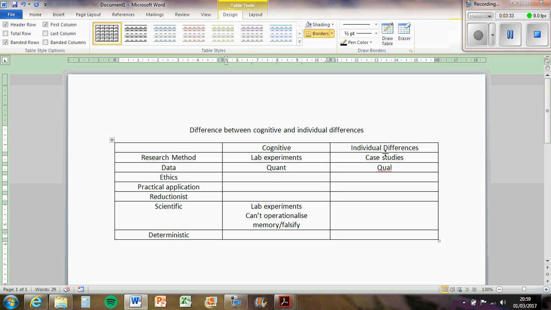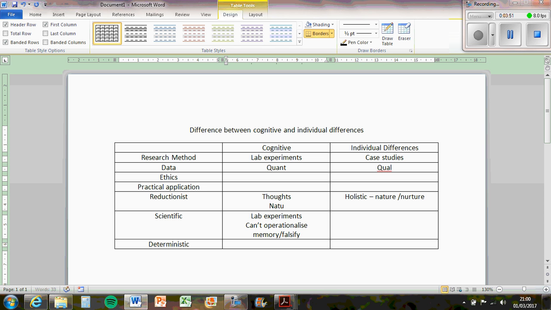Let's think. Reductionist. Cognitive is quite reductionist because it just thinks that it's just like thoughts. Individual differences is a bit more holistic because it looks at both nature and nurture as well. Looks at how they're interacting with each other, whereas cognitive would be a bit more on the nature side, because it's suggesting that thoughts are already in your mind. You haven't got a choice over those. Then in terms of deterministic, it's very deterministic. You can't really change your thoughts.